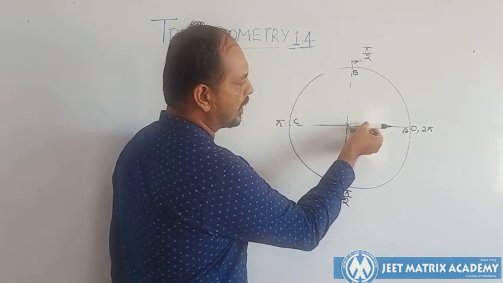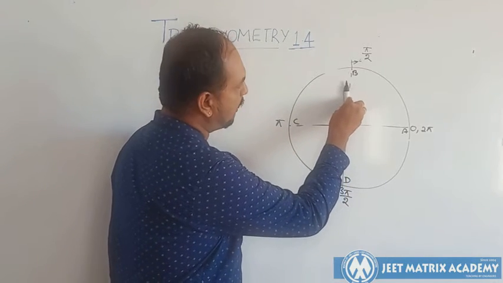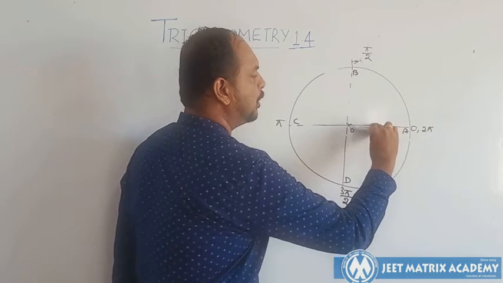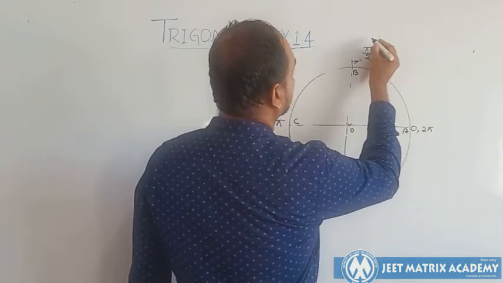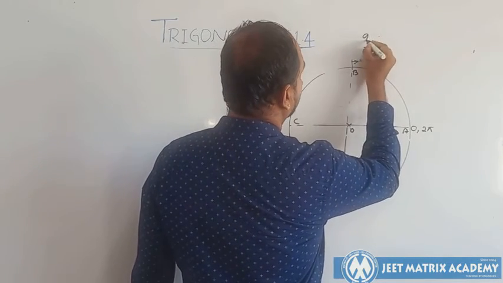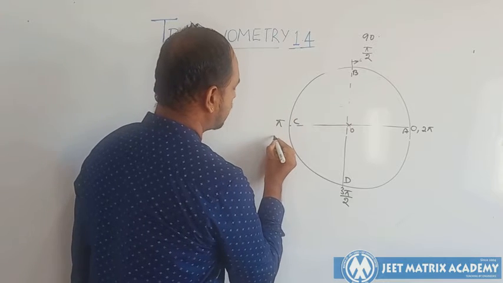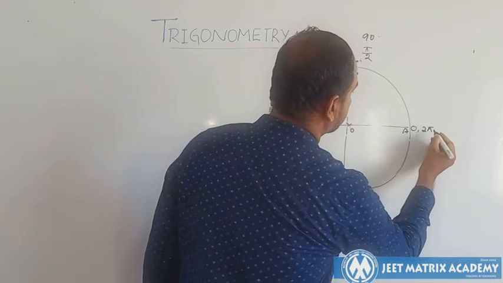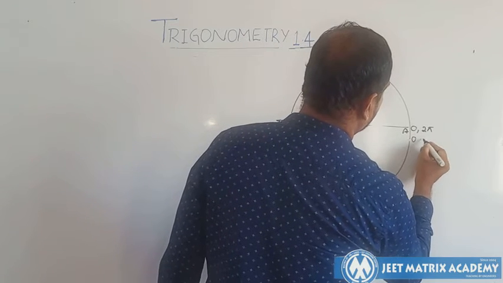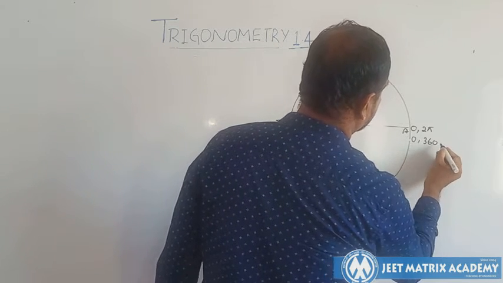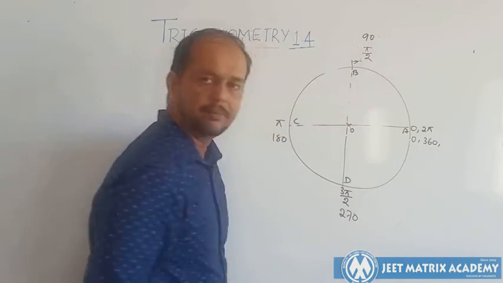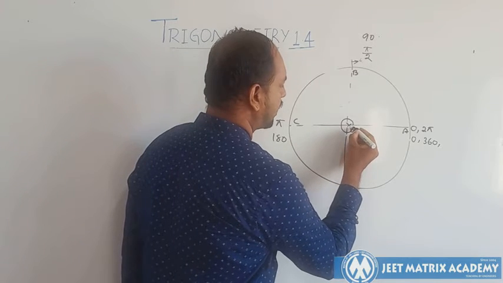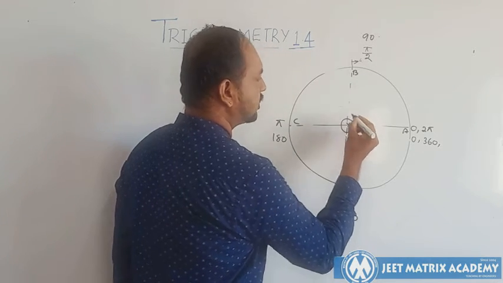Now this OA starts rotating, comes to pi by 2, then pi, then 3 pi by 2, then 2 pi. Okay, so at the top I'll write: this is 90 degrees, this is 180 degrees, this is 270 degrees, and this is 0 and 360 degrees. Now after one complete rotation, it will start moving into the second revolution.